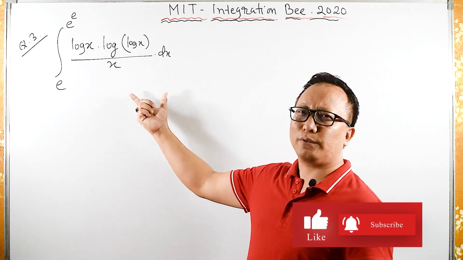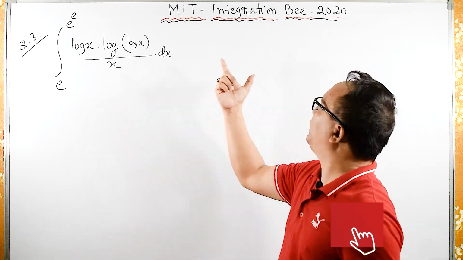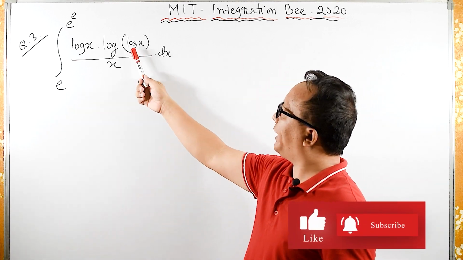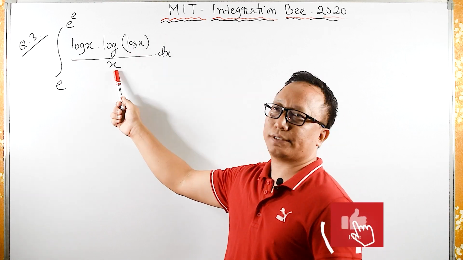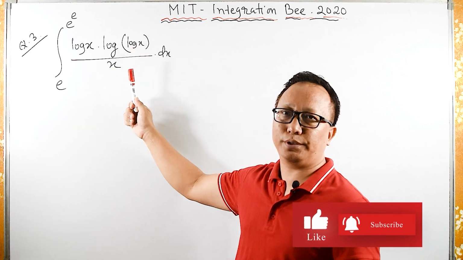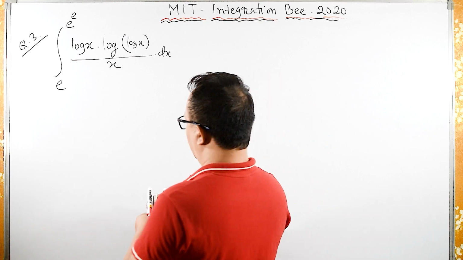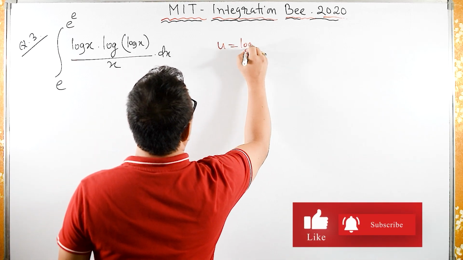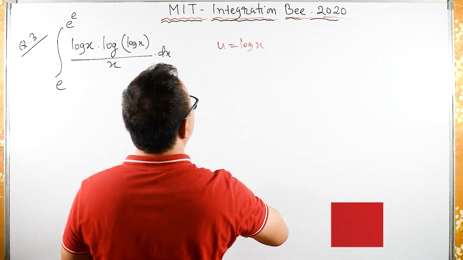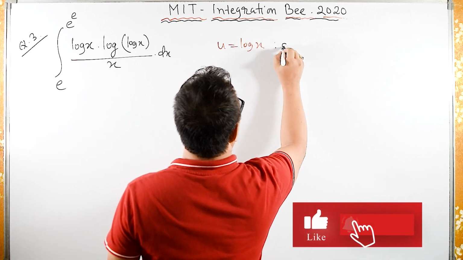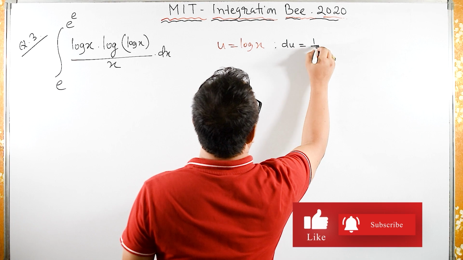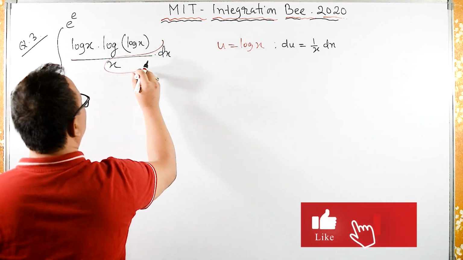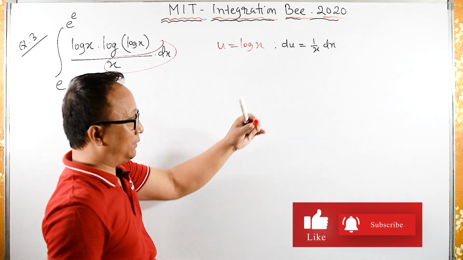This integration was asked by MIT in the year 2020 and this is question number 3. We have log x over here and we have 1 upon x. So let's substitute log x equals u, straightforward. So let u equal log of x, then du equals 1 by x dx. Therefore this dx upon x becomes my du.